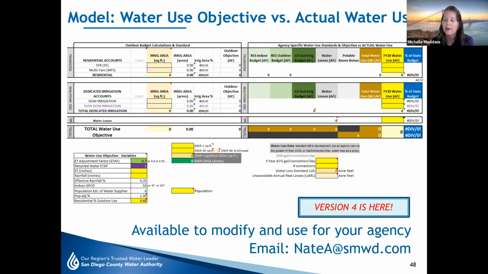You may or may not have that information. So my message back to you is if you don't have information at this time, you can leave it blank and just focus on the rows and the areas that you do have. Same with water loss. The standard is not finalized, as Elizabeth mentioned, but we do still have some areas and some numbers that you can look at. And then you add everything up.